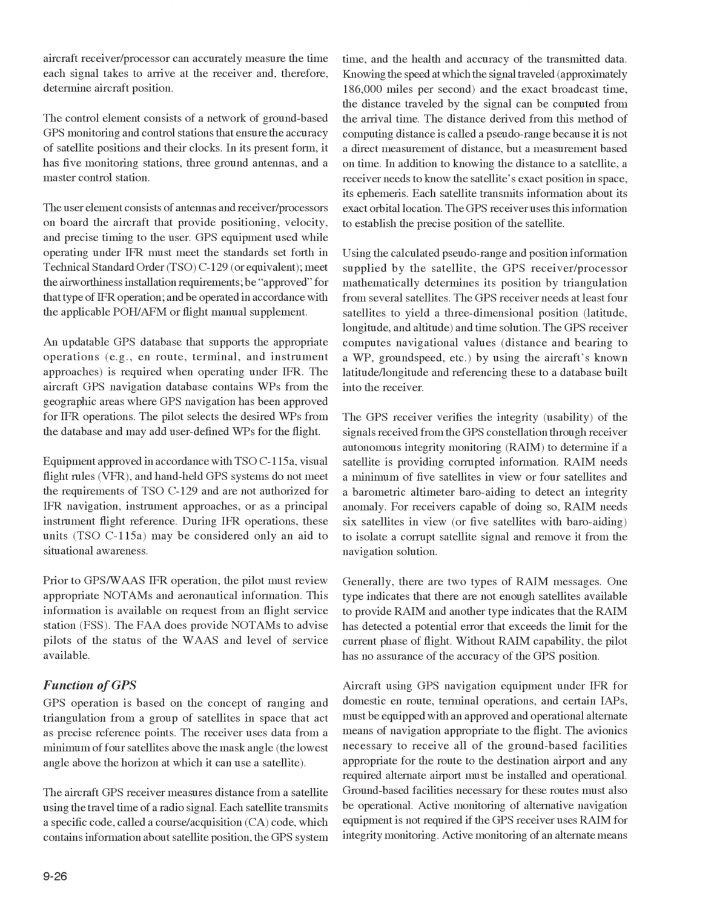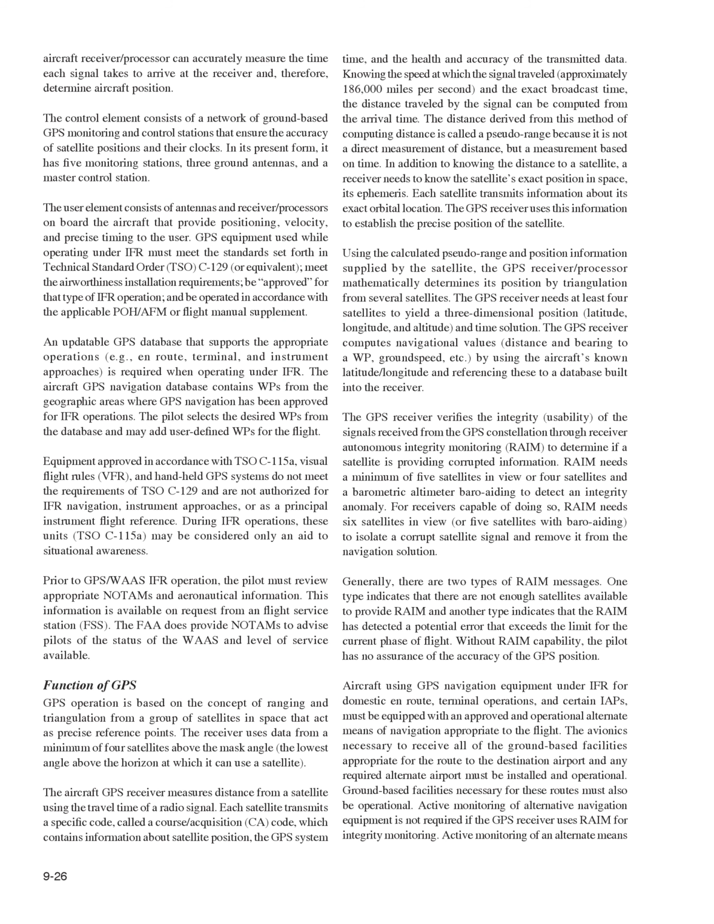The aircraft GPS receiver measures distance from a satellite using the travel time of a radio signal. Each satellite transmits a specific code, called a coarse/acquisition, CA code, which contains information about satellite position, the GPS system time, and the health and accuracy of the transmitted data. Knowing the speed at which the signal traveled, approximately 186,000 miles per second, and the exact broadcast time, the distance traveled by the signal can be computed from the arrival time.